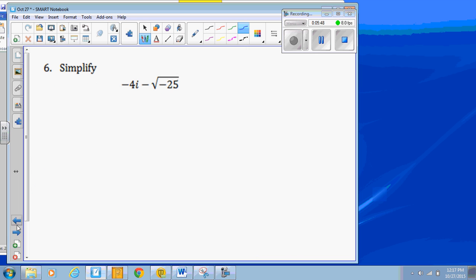Okay. The next problem, number 6, is kind of confusing because we have i's, but we also have square roots of negatives, which are i. Now, we know the square root of negative 1 is just the same thing as i. So basically what that means is when you have a negative inside of a square root, it becomes an i outside. So this is negative 4i minus i times the square root of 25, so negative 4i minus 5i, because the square root of 25 is just 5.